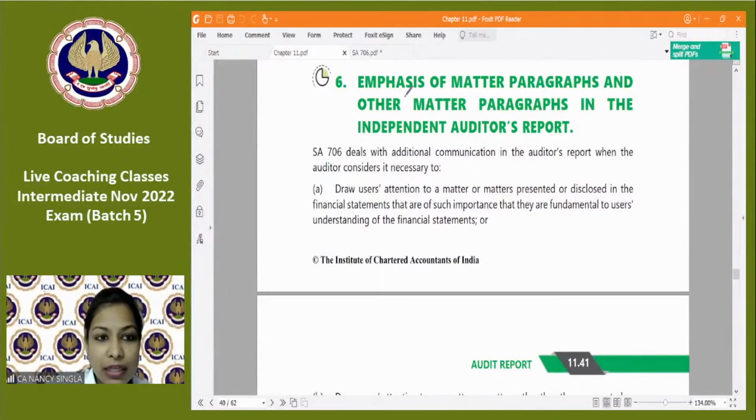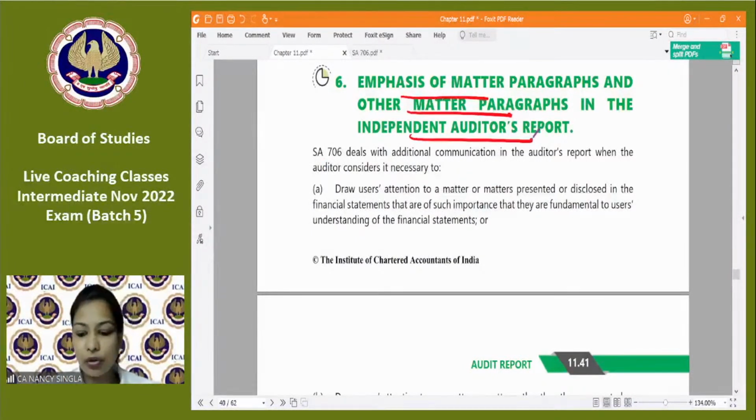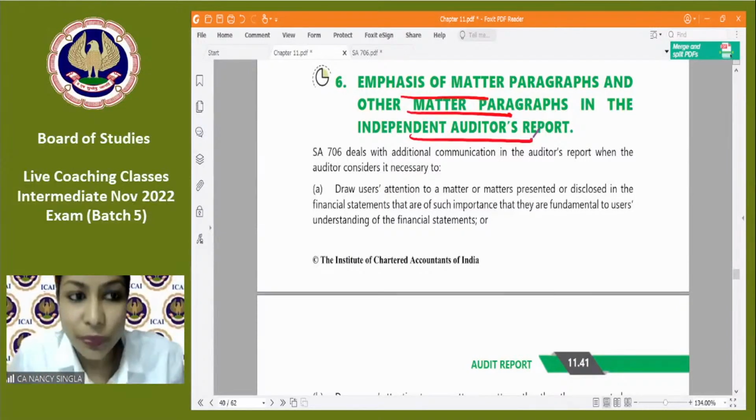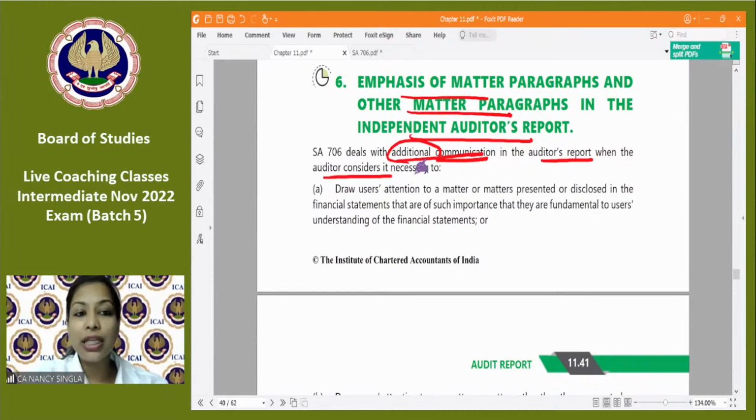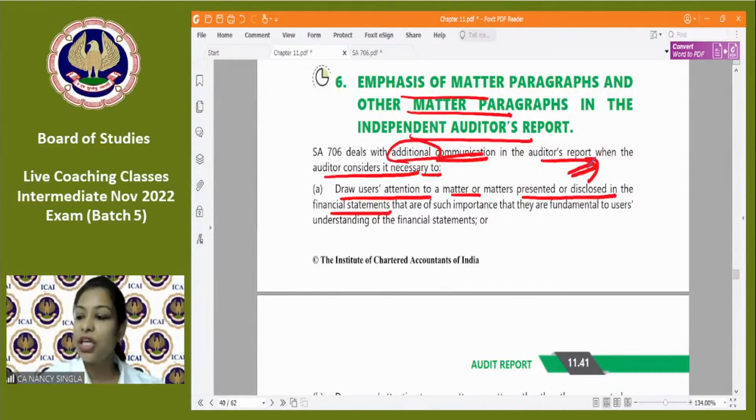तो emphasis of matter paragraphs आया, other matters आया in the independent audit report. So students, SA 706 deals with what? Additional communication. Additional क्यों है, अब समझ आया? In the auditor's report, when auditor considers it necessary to draw users' attention to a matter presented or disclosed in financial statement. तो disclose हो गया है, वो ही EOM बनता है. ठीक है? And which are of such importance. देखो most significance हो जाएगा तो वो key audit matter हो जाएगा, और most significance है तो auditor ने those charged with governance से discuss किया होगा ना, तो वो 701 में आ जाएगा.